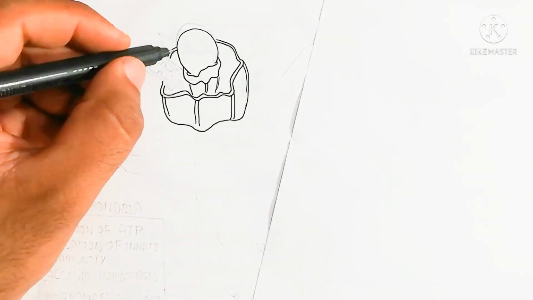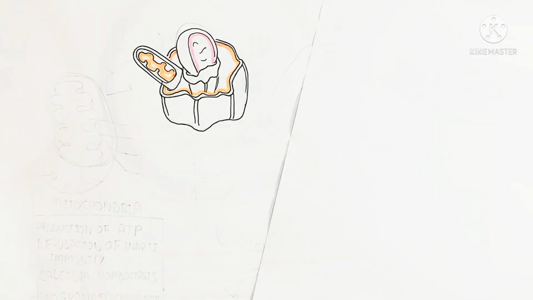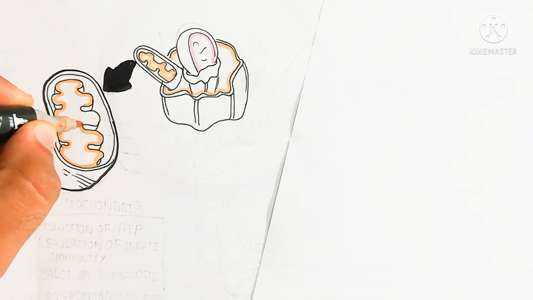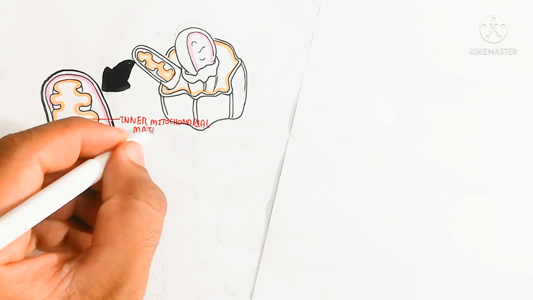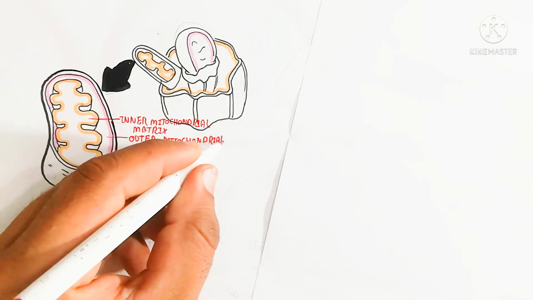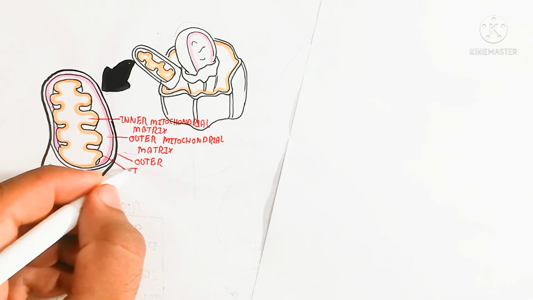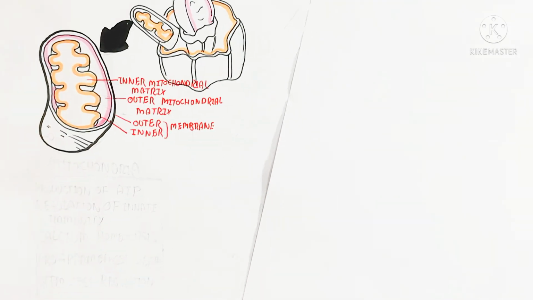Hello, this is the second video about the function of mitochondria. In this video, we will discuss the programmed cell death due to the mitochondria. This is the cell that contains a nucleus and mitochondria, as well as cytoplasm and cell membrane. The mitochondria contain an inner mitochondrial matrix and an outer mitochondrial matrix, and the outer and inner membrane.